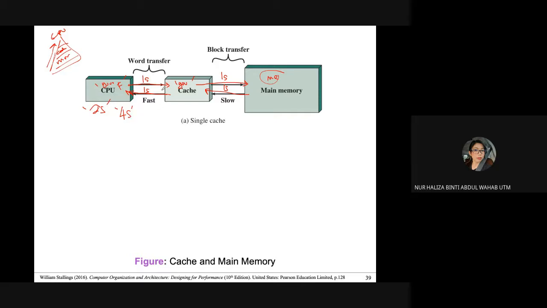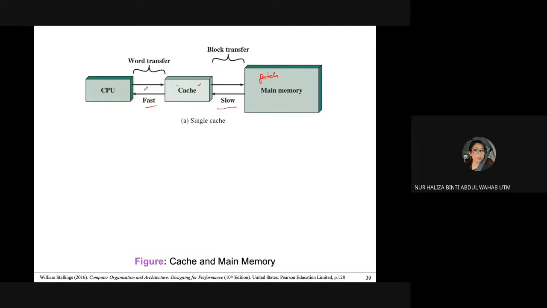So which one is fastest? Of course the nearest, right? This is just an example only. I think even if I'm not giving you the example, you will understand. Genius, these UTM students. So it is much faster compared to if you want to fetch something inside the main memory. If you want to fetch something in the cache, it's much faster.